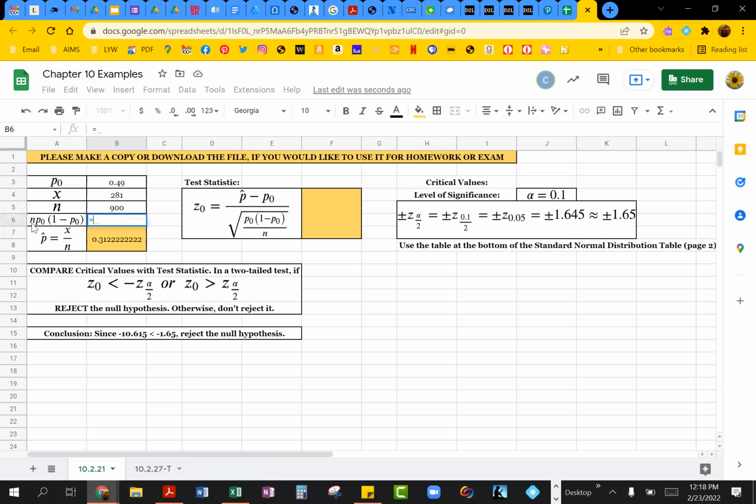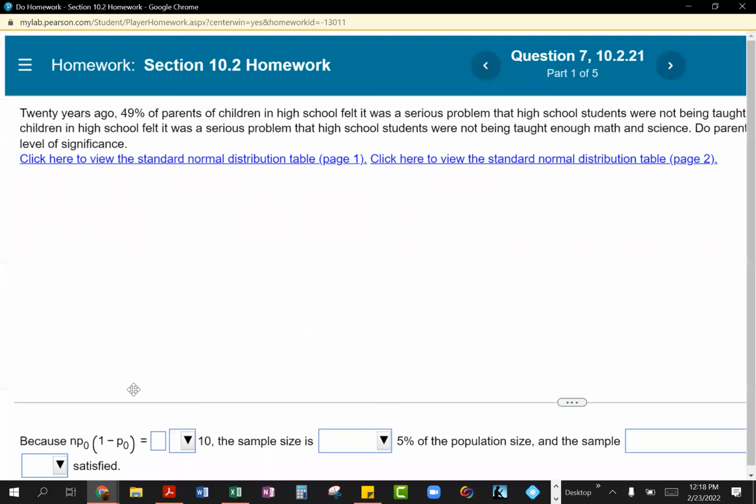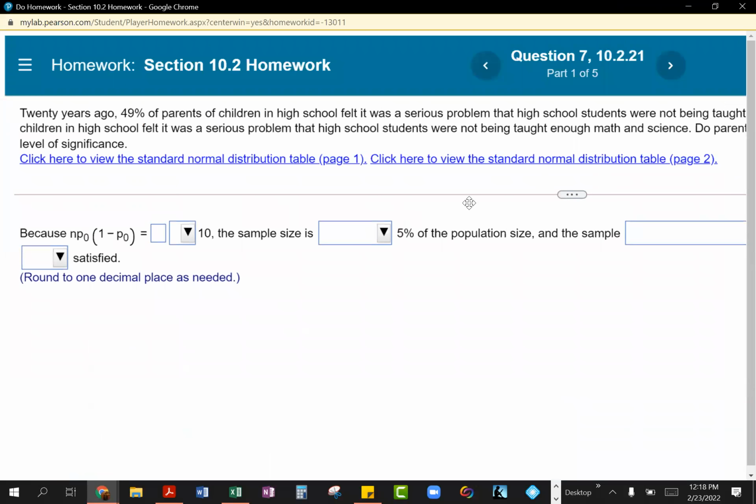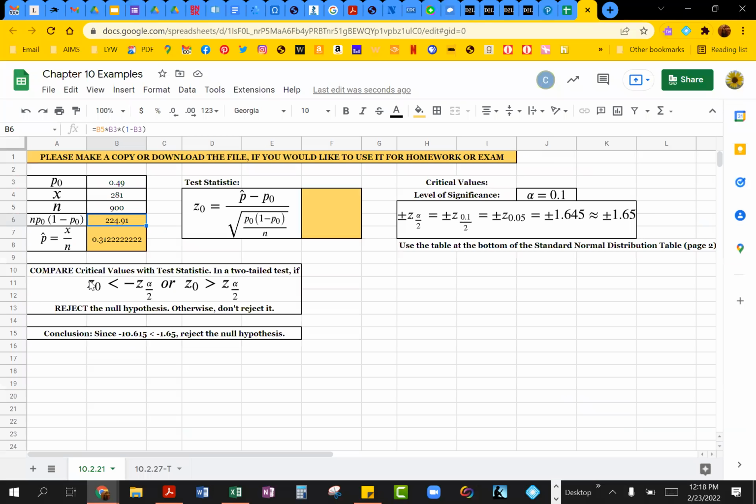Now let's calculate this n times p naught, 1 minus p naught. So n, of course, is now 900 multiplied by p naught, which is 0.49. Multiply that with, in parentheses, 1 minus p naught. And you can see that number is definitely greater than 10 because you're getting 224.91. So we will say this value is equal to, they're asking us to round to 1 decimal place, so that will be 224.9.